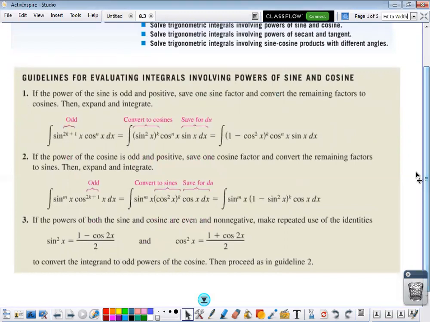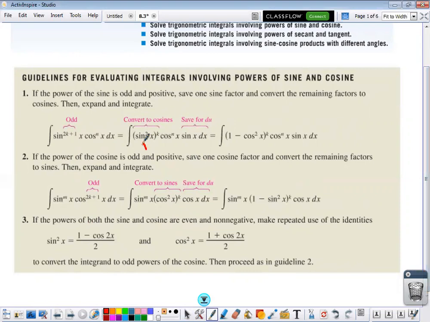Okay, so your guidelines are, if your sine is odd and positive, the exponent on the sine rather, so that's the integral of sine to the 2k plus 1. 2k plus 1 is just going to represent an odd number. Then it doesn't really matter what your cosine is raised to, because what you're going to do is take one of those sine x's out and save it for your du. And then you're going to have an even power left on your sine, so like sine squared.